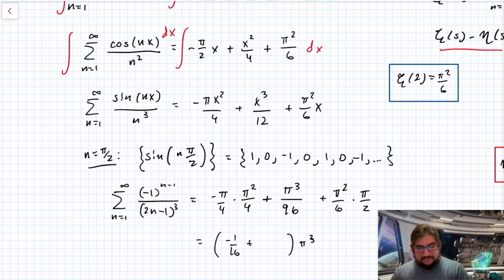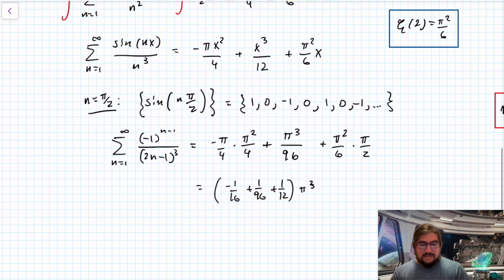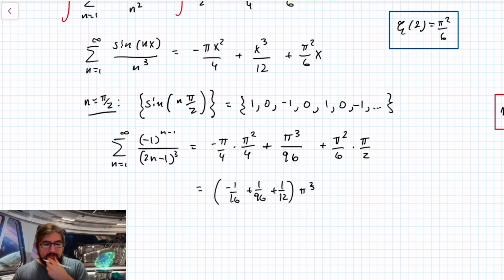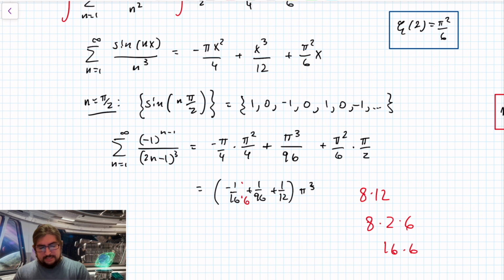We have negative 1 over 16 plus 1 over 96 plus 1 over 12. And if you find a common denominator, maybe we can do this. So 96 we got from 8 times 12, right? And this is in fact 8 times 2, but 8 times 12, well, here's a nice thing actually. I guess 16 is in there somehow. So yeah, it's 8 times 2 times 6, which is 16 times 6. So in fact, if you multiply this by 6, top and bottom, you get negative 6 plus 1 over 96, which is negative 5 over 96.